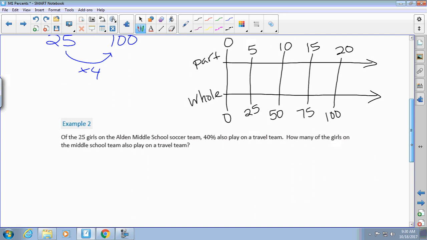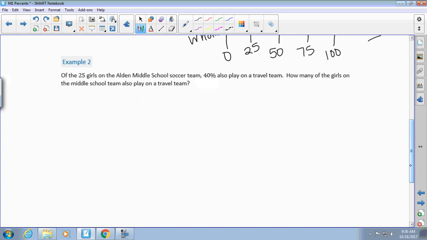All right, example 2, it says, of the 25 girls on the Alden Middle School soccer team, 40% also play on a travel team. What's important there? What do I underline? Tell me one thing I would underline, Trinity. 40% also play on the travel team. All right, so we know the percentage that are traveling soccer players, right? 40%. What else do we know?